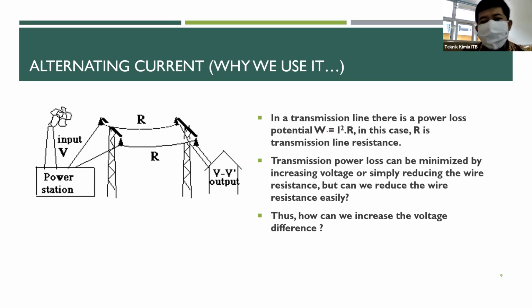So why do we use alternating current here? You can imagine in a transmission line, there is a power loss potential resulting from the resistance of our wire, and this power loss is getting bigger when our current is bigger. So what happens if we reduce this by increasing the voltage?